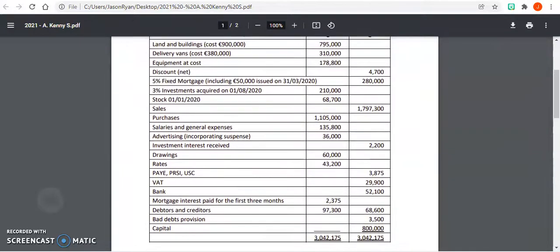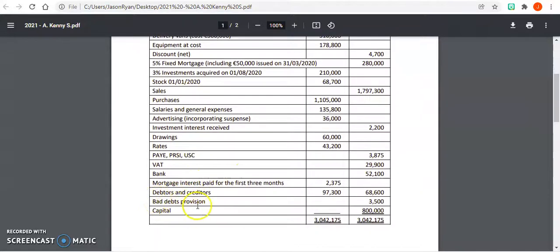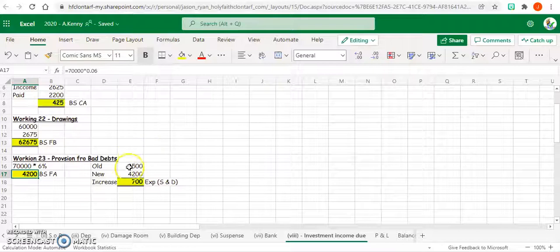So we'll have a look in the question to see if we have a provision already, and we do have a provision. We have a bad debt provision of 3,500. So our old provision is 3,500. Our new provision then is 4,200. So we have an increase of money that we're not going to receive from our bad debts. So that's going to go into our expense in our selling and distribution, and then this 4,200 will take that away from our debtors in our balance sheet.